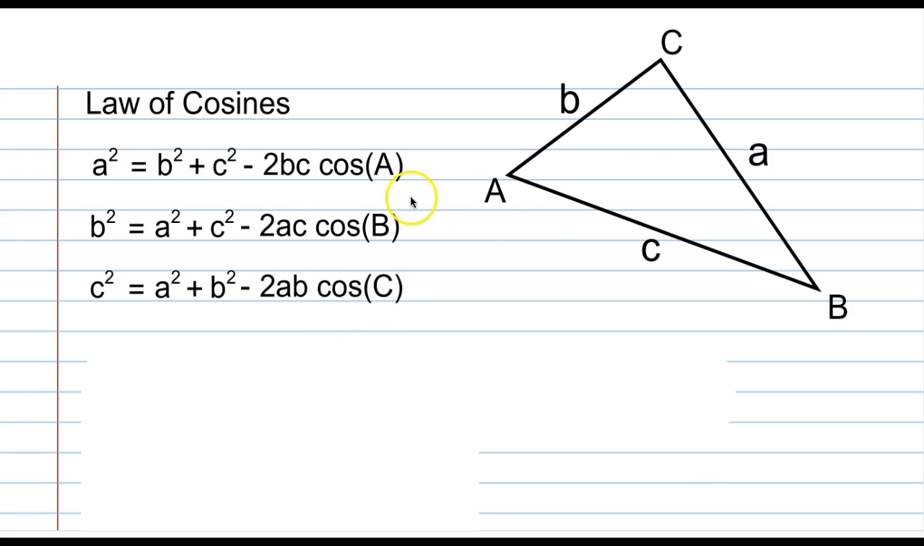So one more time, look at it. When a is by itself, you take the other two sides, square them, and add them up. Then you subtract the other two sides times 2. And then the cosine of the angle that corresponds to the side that's by itself over here. Same thing right here. b is by itself, b squared. You've got the other two sides, a squared plus c squared, minus 2 times the product of the other two sides, a and c.